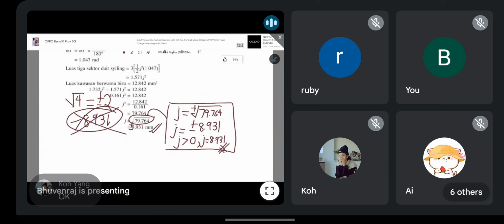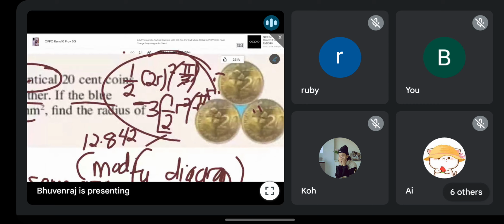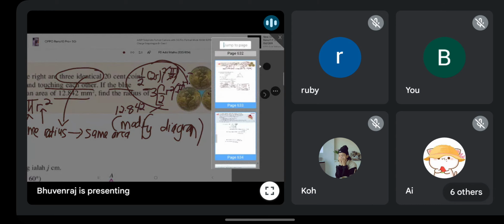Alright, so this is for question 2. Okay, I think not so susah lah. Asalkan kamu tahu nak lukis bentuk apa kat sini. If you don't know what shape to draw, then it's a bit difficult lah, this question. Okay, so next one we go to the next question.